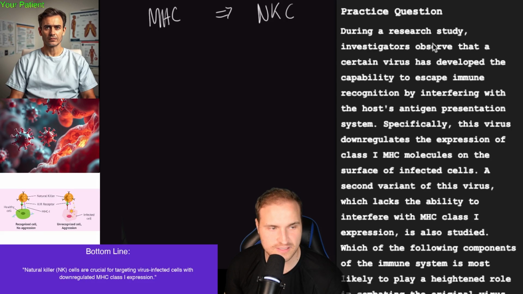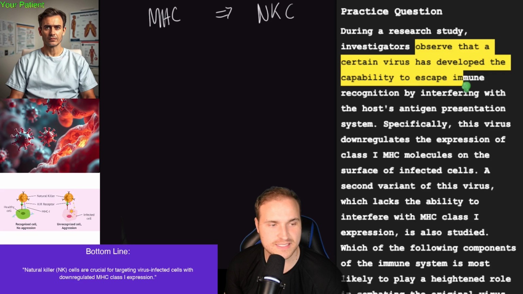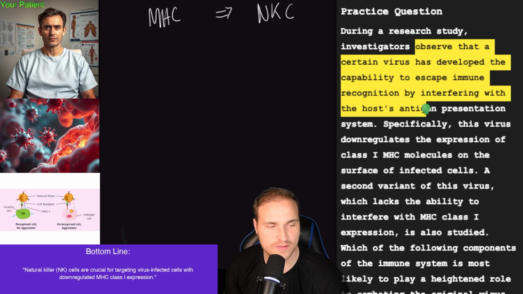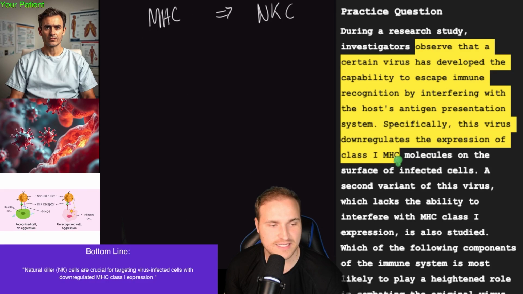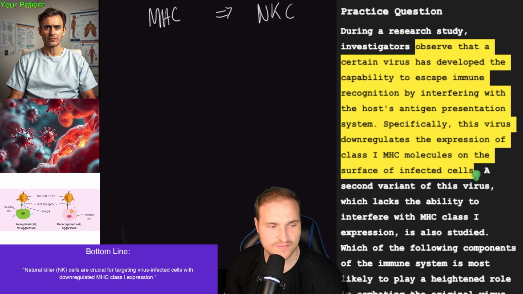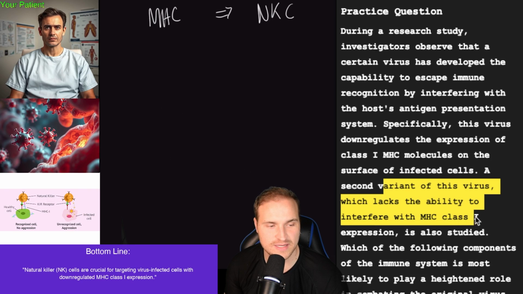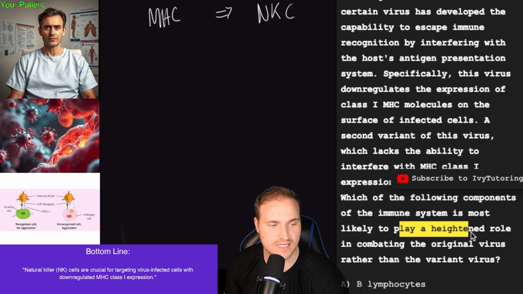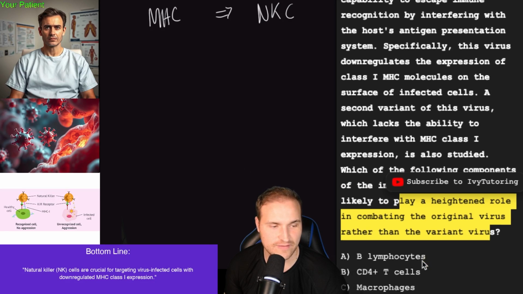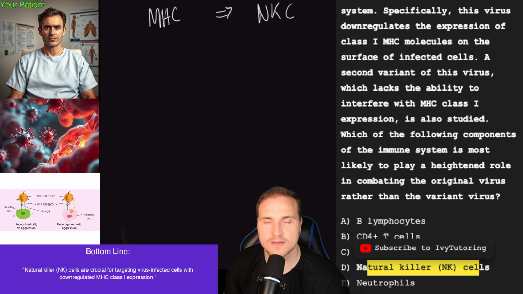For the next practice question, during a research study, investigators observed that a certain virus has developed the capability to escape immune recognition by interfering with the host's antigen presentation system. Specifically, this virus downregulates the expression of class 1 MHC molecules on the surface of infected cells. A second variant of this virus, which lacks the ability to interfere with MHC class 1 expression, is also studied. Which of the following components of the immune system is most likely to play a heightened role in combating the original virus rather than the variant virus? And you can see the answer is natural killer cells. Let's talk about why. There are some viruses that actually shut down MHC class 1 expression.